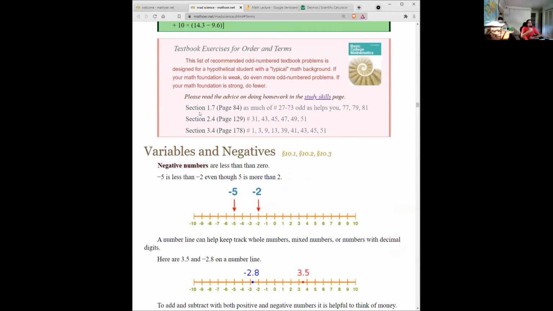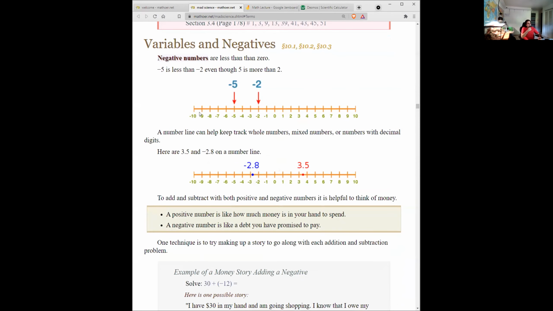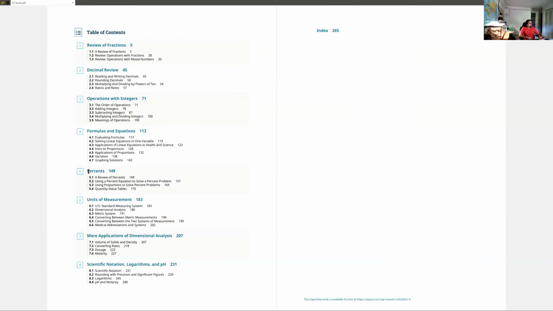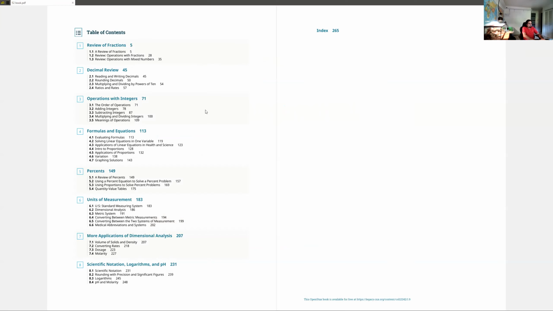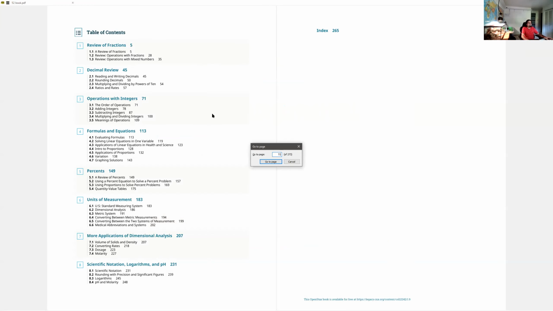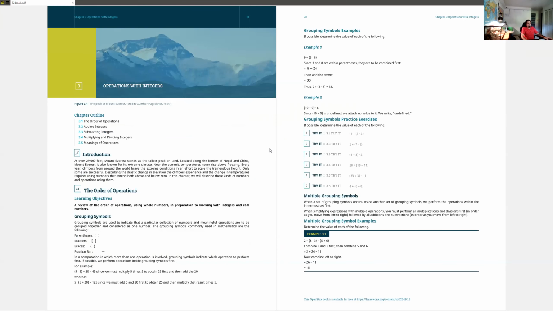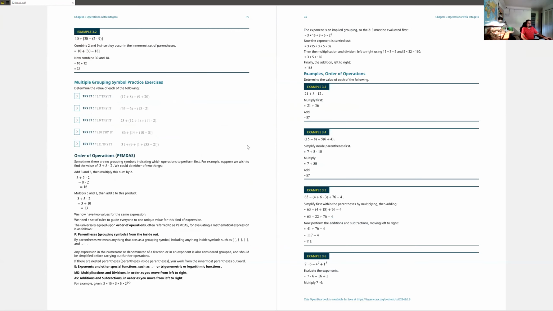Okay, our next topic is variables and negatives. And your Math 52 textbook goes into this a lot. I'm going to share that window again because I want to point out something. So if I go to page 71, then they're going to do some things with grouping symbols and terms like we just did.